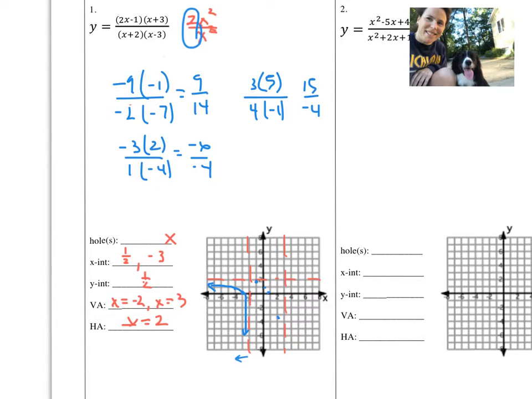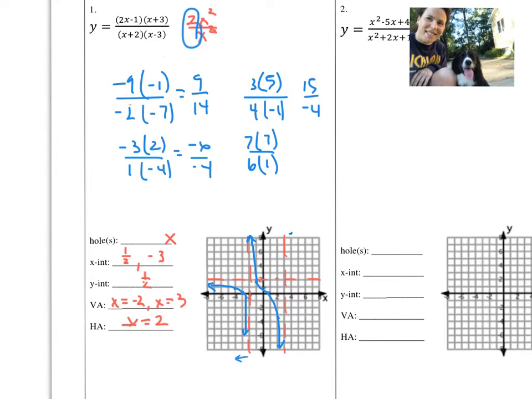So it looks as though I have a graph that is coming in and doing a nice little S-curve here. Okay, and then now I just have to keep going and do the other side of the asymptote. So if I plug in a 4, I've got a 7 times a 7 over a 6 times a 1, 49 divided by 6, which is what, a little over 8. So I've got a point all the way up here.